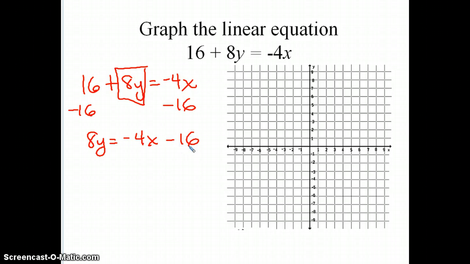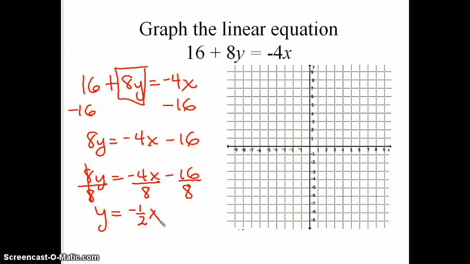Once again, I need to get y by itself, but it's being multiplied by 8. So, to show this step clearly, I'm going to rewrite the equation. In order to undo multiplication, I will divide every term by 8. On the left-hand side, the 8 cancels, y equals. On the linear term, the negative 4x simplifies to negative 1/2 x, and the constant term will simplify to minus 2. My y-intercept is negative 2.